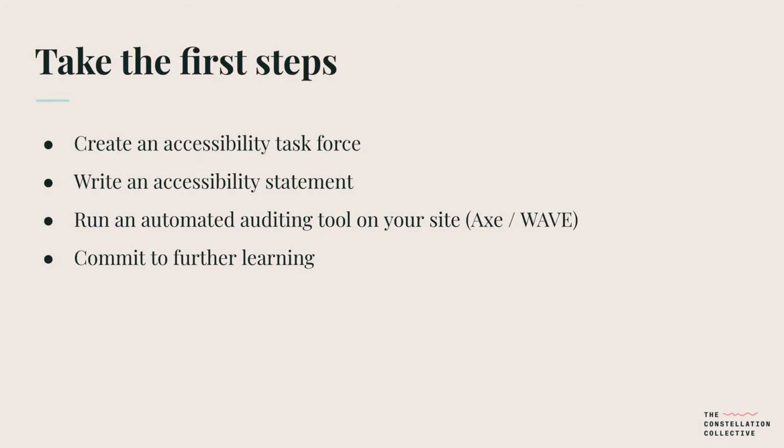Then take the first steps. Create an accessibility task force. Write an accessibility statement. We'll look at an example of this in a moment. Run one of those automated free auditing tools on your site, Axe or Wave, and commit to further learning.